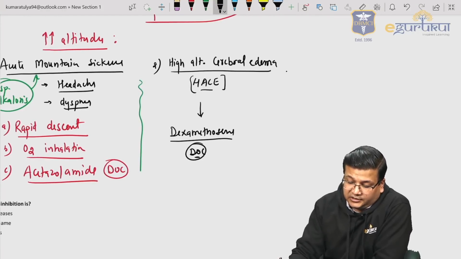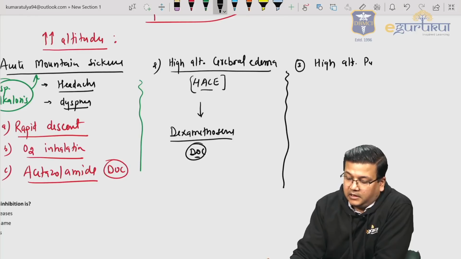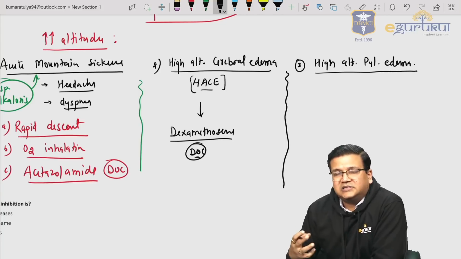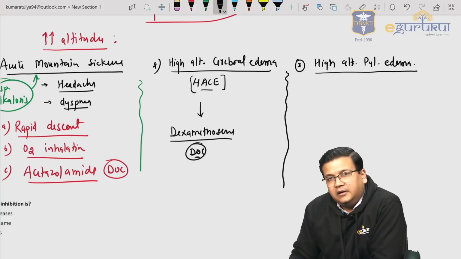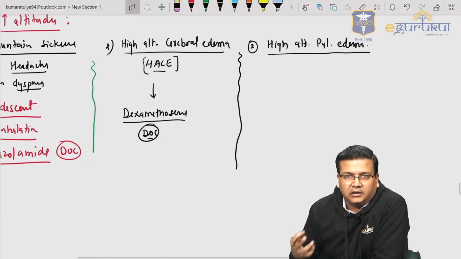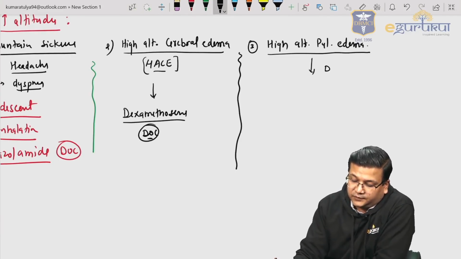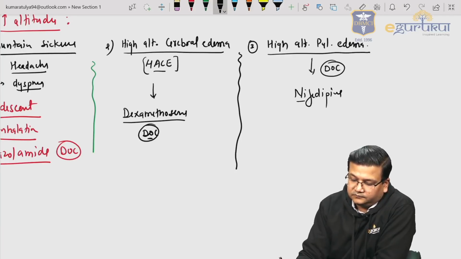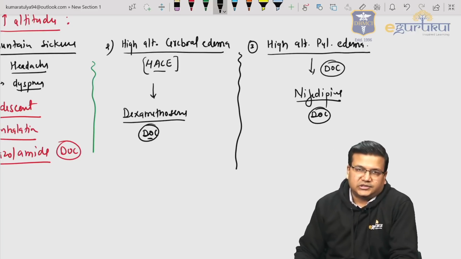If the patient still continues to ascend, he will end up in the final stage of high altitude pulmonary edema. High altitude pulmonary edema, his lungs will be filled with his own fluid. The water will come out of plasma and collect in his alveoli. So he'll start drowning in his own bodily fluid. And if you are asked drug of choice for this condition, then now we have to give calcium channel blockers like nifedipine. They will be considered drug of choice for this condition, nifedipine like calcium channel blockers.